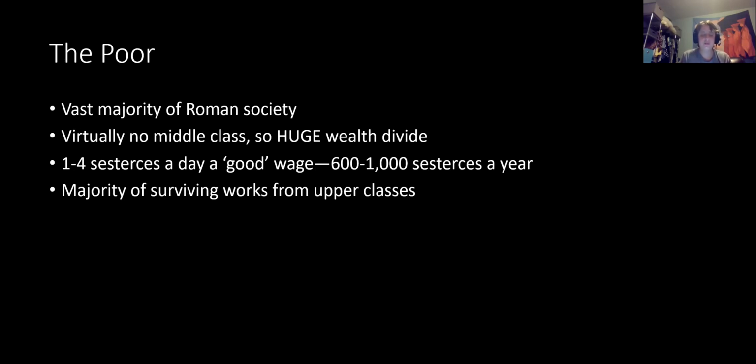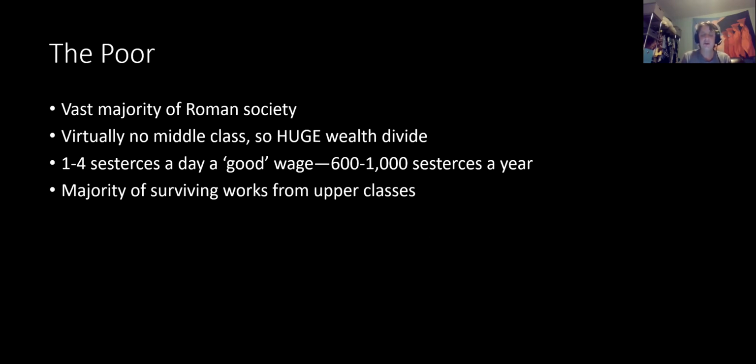However, the vast majority of Romans would fall under the category of the poor. They did not earn their livings by trade or by being born wealthy, but by working. This means that there was virtually no middle class. There were the wealthy equestrians and senators, and the poor, and that was it.